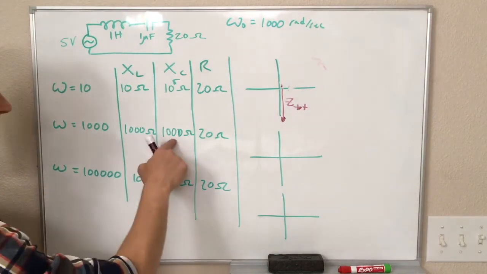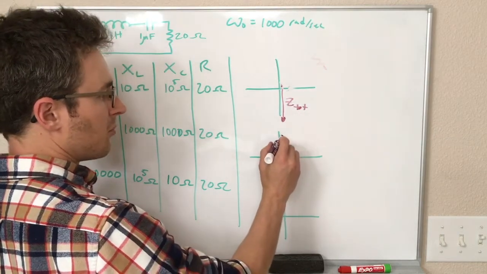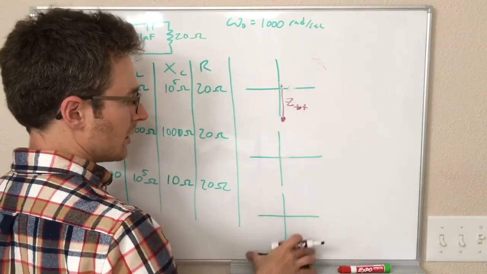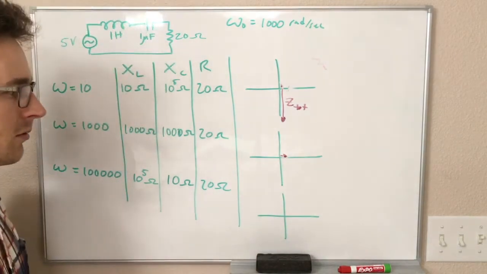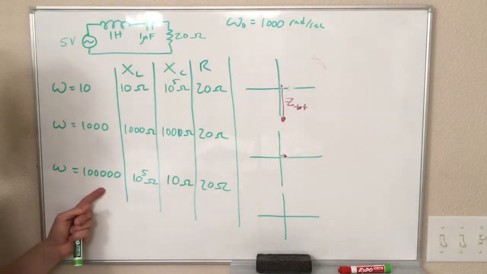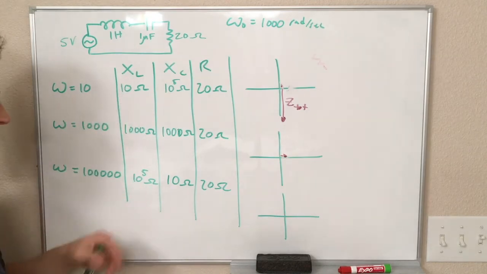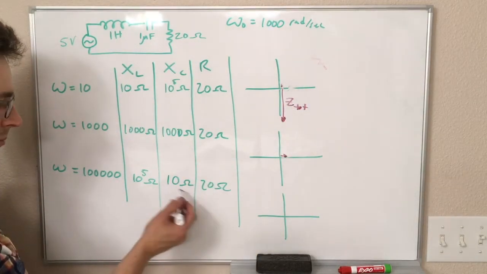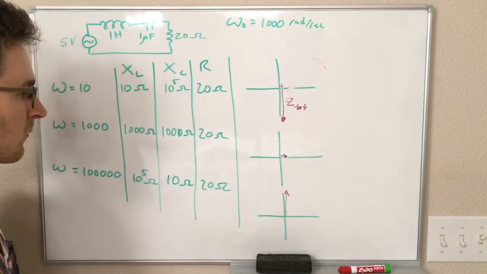Here, we have 1,000 and 1,000 that cancel out exactly. We have 1,000 up in the plus j, 1,000 down in the minus j, and then 20 ohms. So the sum of those three is a very small 20 ohm vector in the real direction. This is just a vector pointing to the right. And then for 100,000, we have our inductive reactance is the big one. And so similar to here, when we add these together, it's not much, and then this big thing gets added to it, so it's really big.